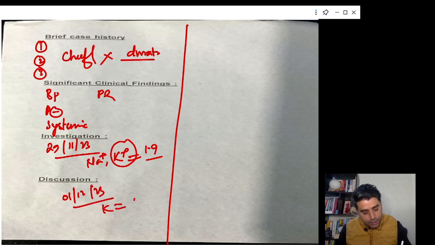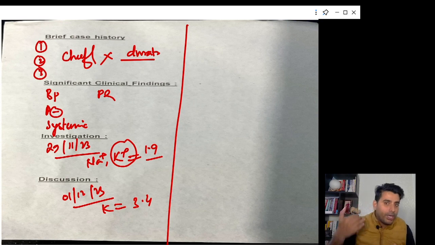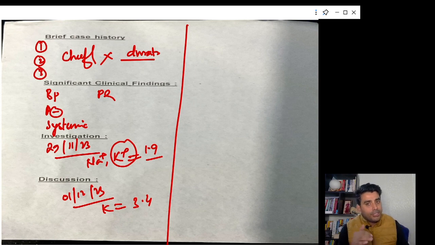Here potassium was 3.4. So we can see the progress of the patient, and by seeing the discharge certificate, we can see that the patient had dyselectrolytemia. So in future, when the patient comes or is readmitted, then we can assess that the patient might have some dyselectrolytemia because there is previous history also.